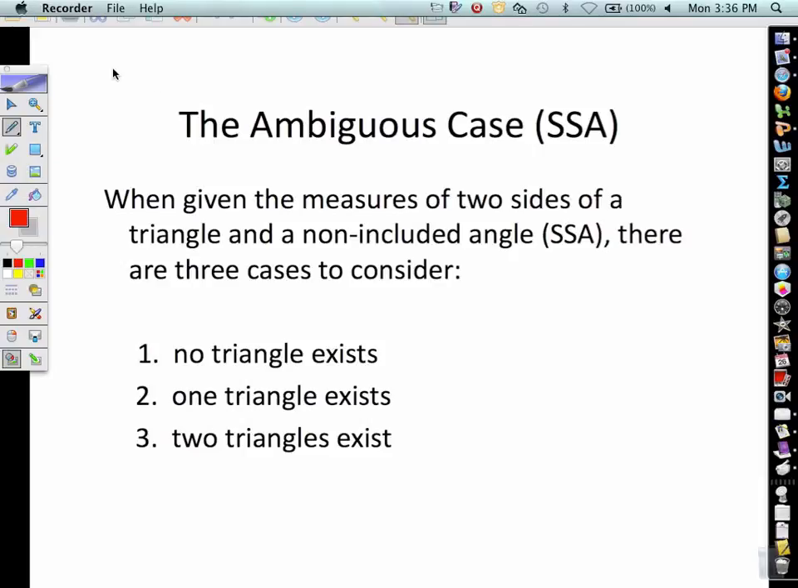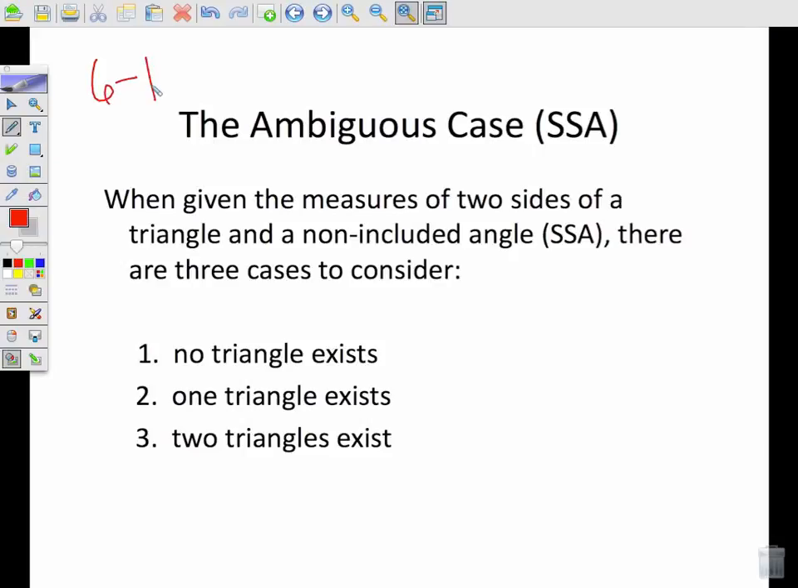All right, this is still section 6.1. We are going to go ahead and take a look at the ambiguous case. The ambiguous case is when you're given information about a triangle, you're given two sides and the non-included angle. And there actually are times when maybe the measures that you're given do not give you a triangle at all. So there's no triangle that exists. You might have one triangle, or there's still a possibility that you might have two triangles.